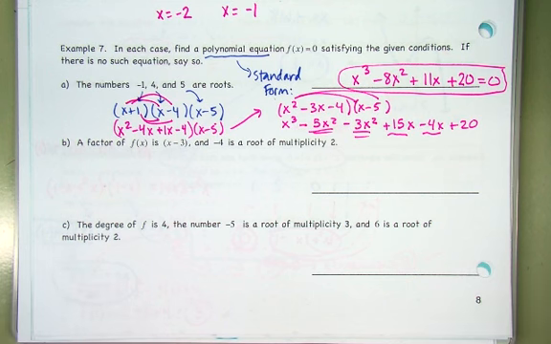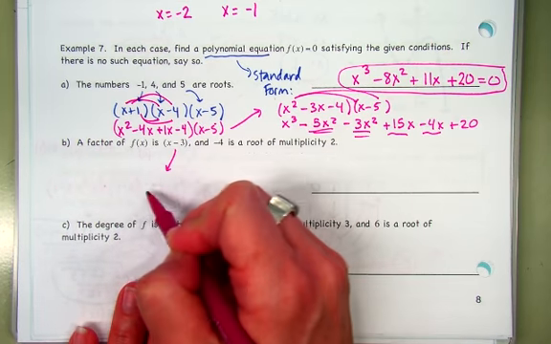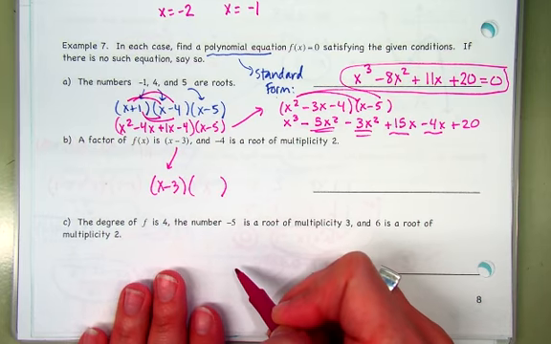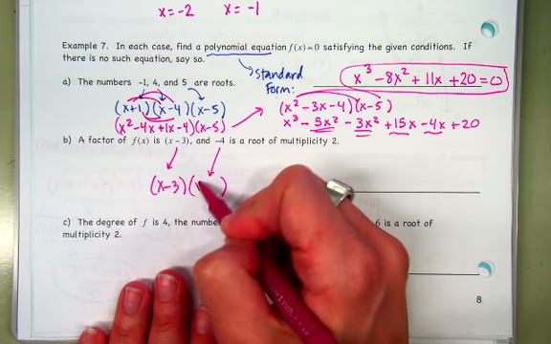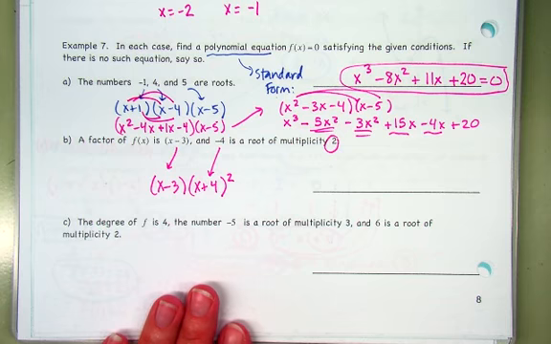All right, try letter B. One of the factors is x minus 3. And negative 4 is a root of multiplicity 2. So one of the factors is x minus 3. What would the other factor have to be? X plus 4. And then since it's multiplicity 2, I would square it. Go ahead and work that out.